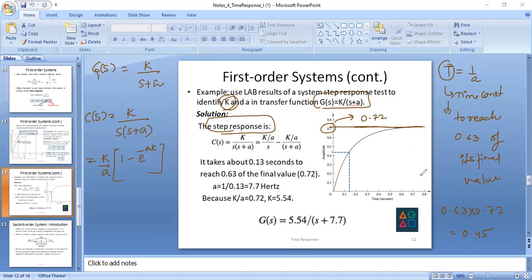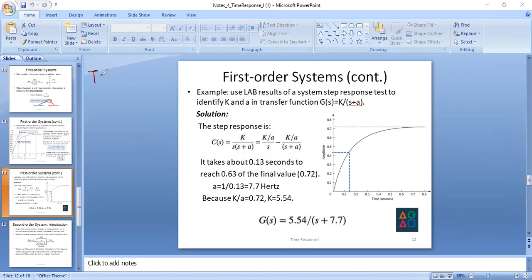You will get 0.45. Now what does it mean? The time taken by the response to reach 0.45 is your time constant. Listen very carefully. Let me go back. You need to understand all the definitions I told you to solve this question, otherwise you will not be able to.